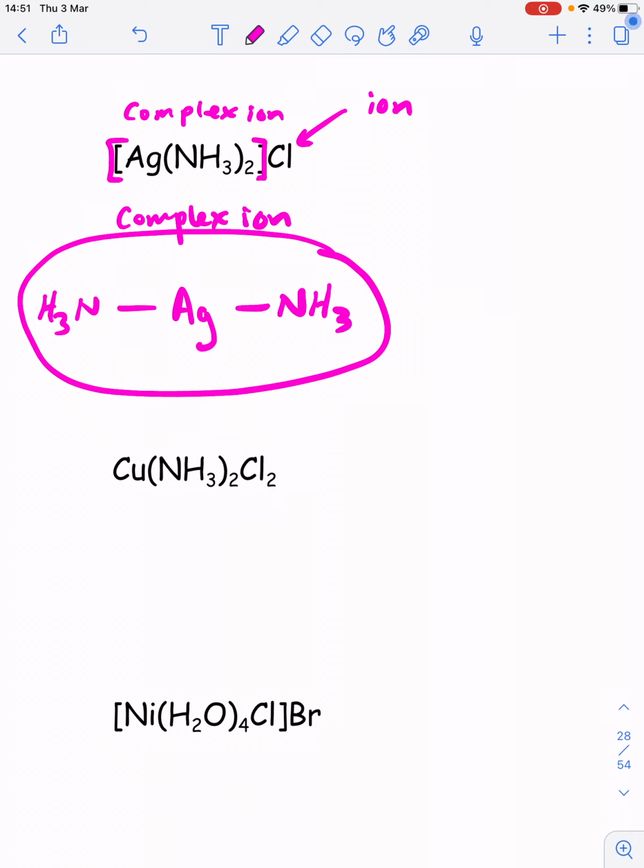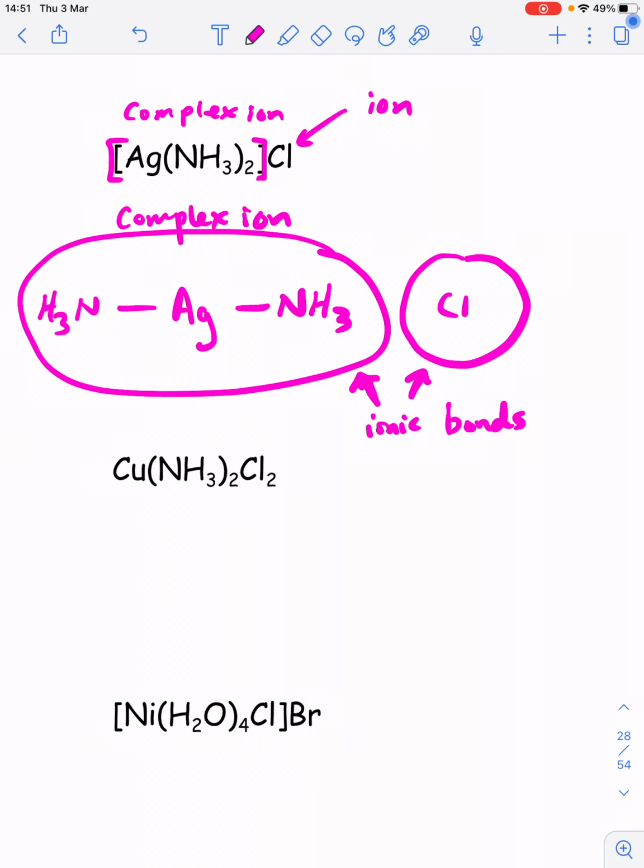So what's the Cl doing there? Well, the Cl is a different ion, and they must be interacting through ionic bonds. So that's what's keeping them together. And really, the ionic bonds are between them, the ionic attractions.